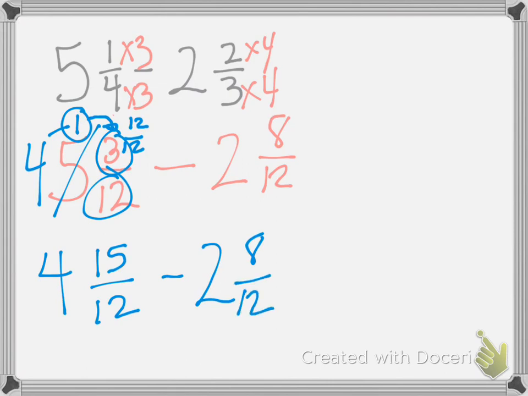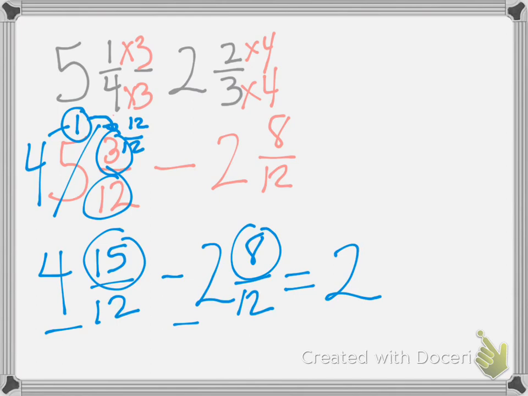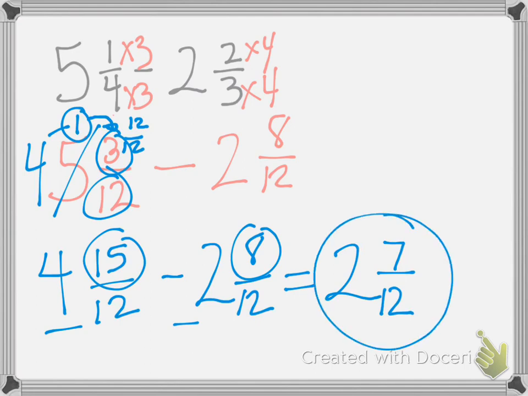Okay, so then we will subtract our whole numbers. 4 minus 2 is 2. 15 minus 8 is 7. Our denominator stays the same, and we cannot simplify 7 over 12, so our answer is 2 and 7/12. So that is a quick tutorial on how to subtract fractions with unlike denominators using regrouping.